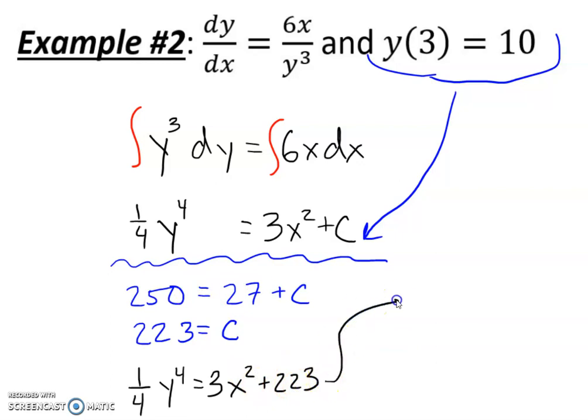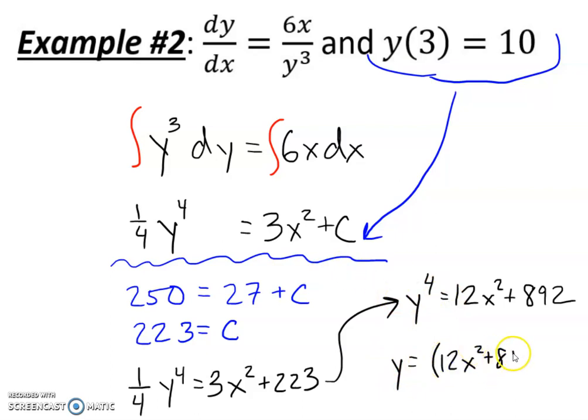We now need to solve for y. Just like the last one, there's going to be 2 steps. First thing is to multiply by 4. That gives us y to the fourth is equal to 12x squared plus 892 if you multiply 223 times 4, and then do the power of 1/4 on both sides. So y is equal to 12x squared plus 892 to the 1/4.